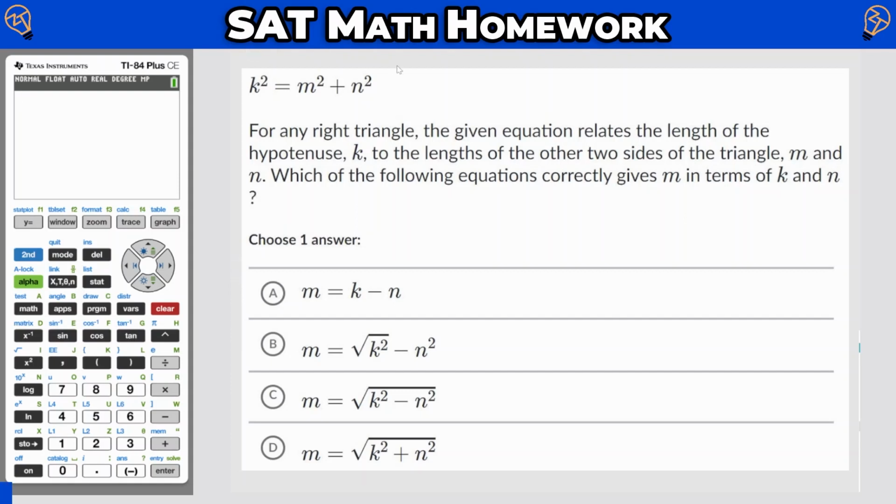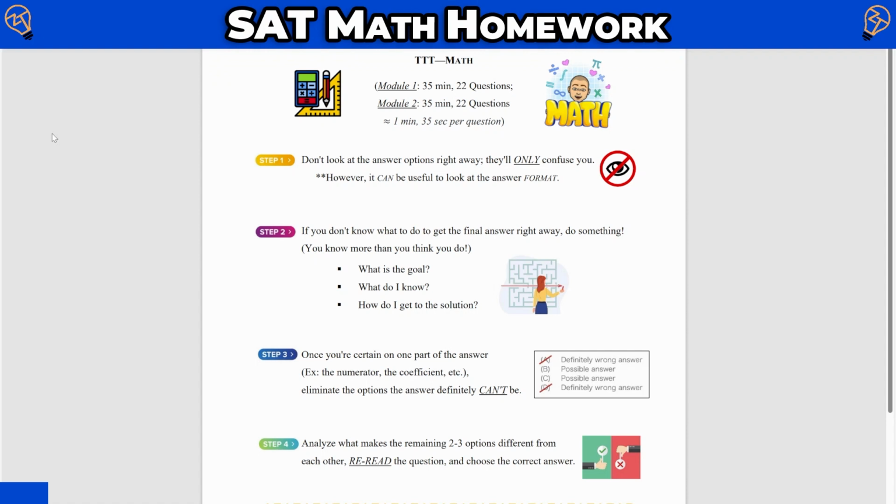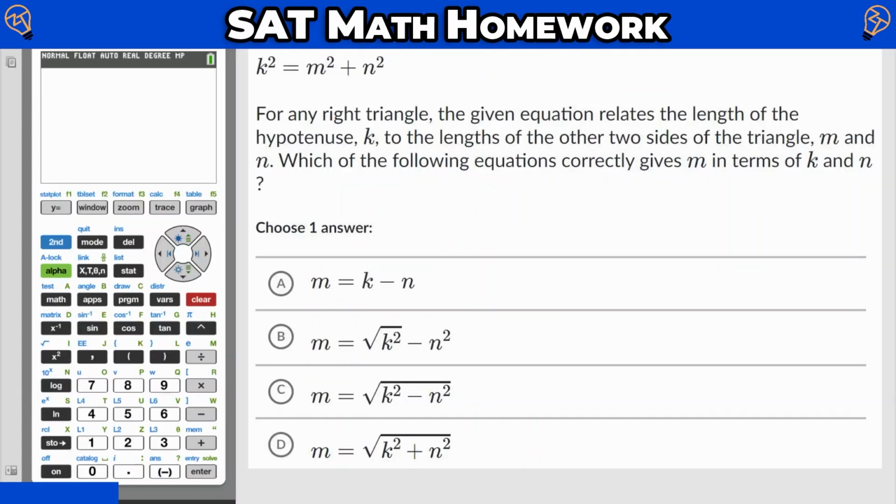Questions like this one are the perfect example of where we recommend in our Triple T document, don't look at the answer options right away, they'll only confuse you. However, it can be useful to look at the answer format. By looking at the answer options, you can see that the goal is to get M all by itself. So it doesn't really matter what any of the wording of the question says, we know we're going to isolate M.